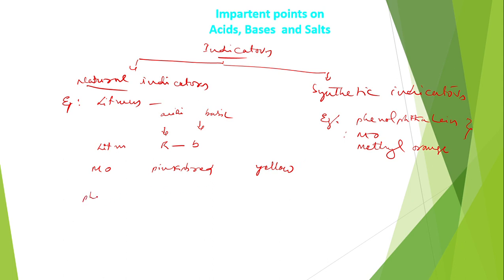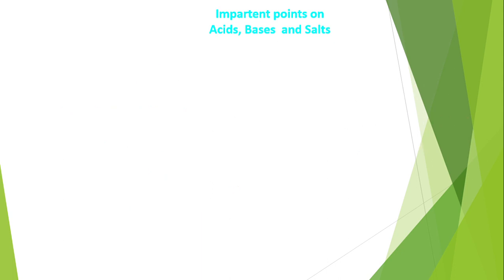Phenolphthalein. It is colorless in acidic media, pink in basic media. See, apart from these, one more indicator is there, that is a special indicator, olfactory indicator.